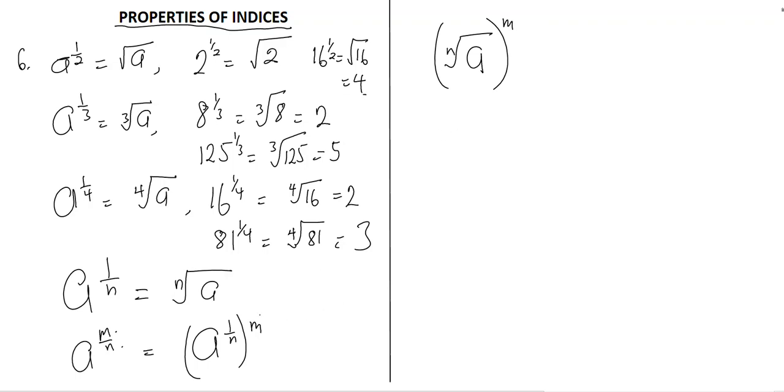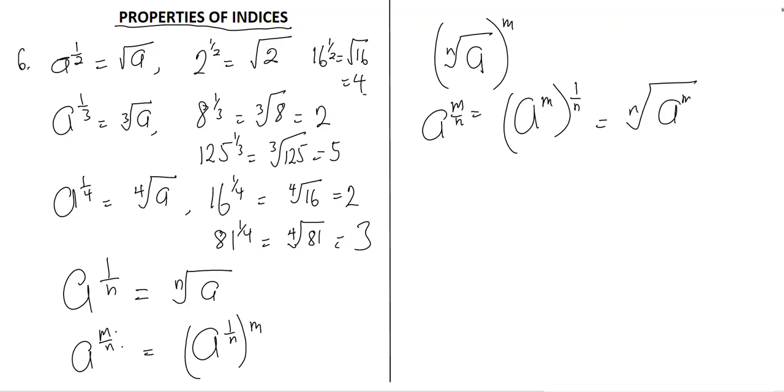Somebody could have also written a raised to the power m/n as a raised to the power m, all raised to the power 1/n. So when you simplify this, then you get the nth root of a raised to the power m. So these properties, you play around with them and they can even give you different properties.